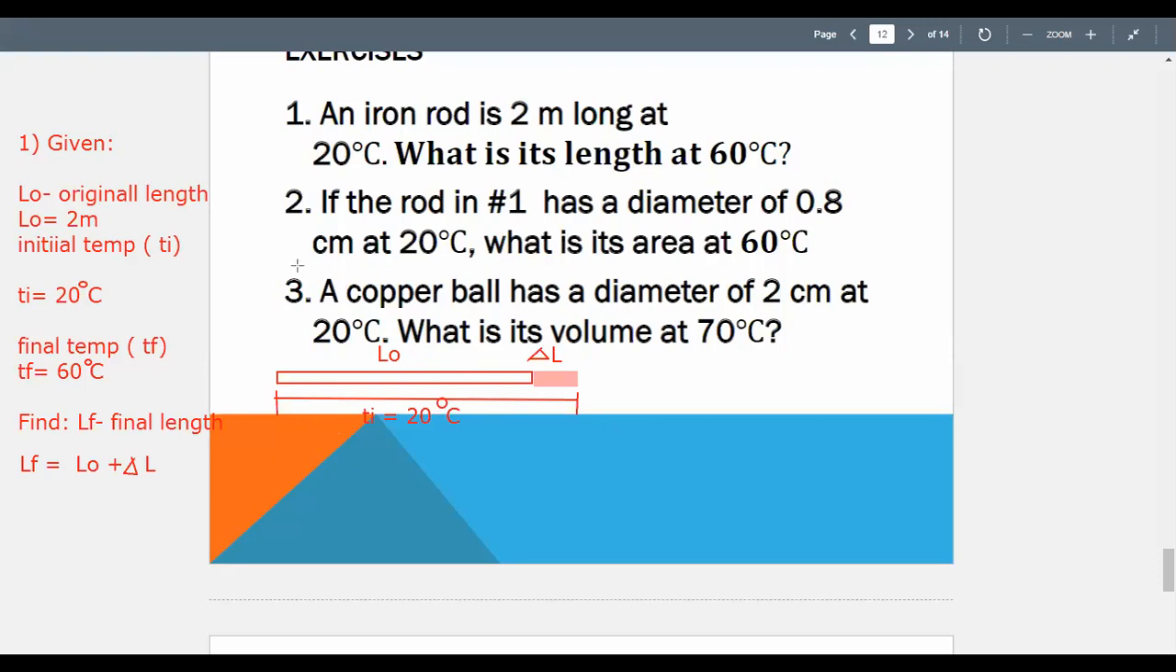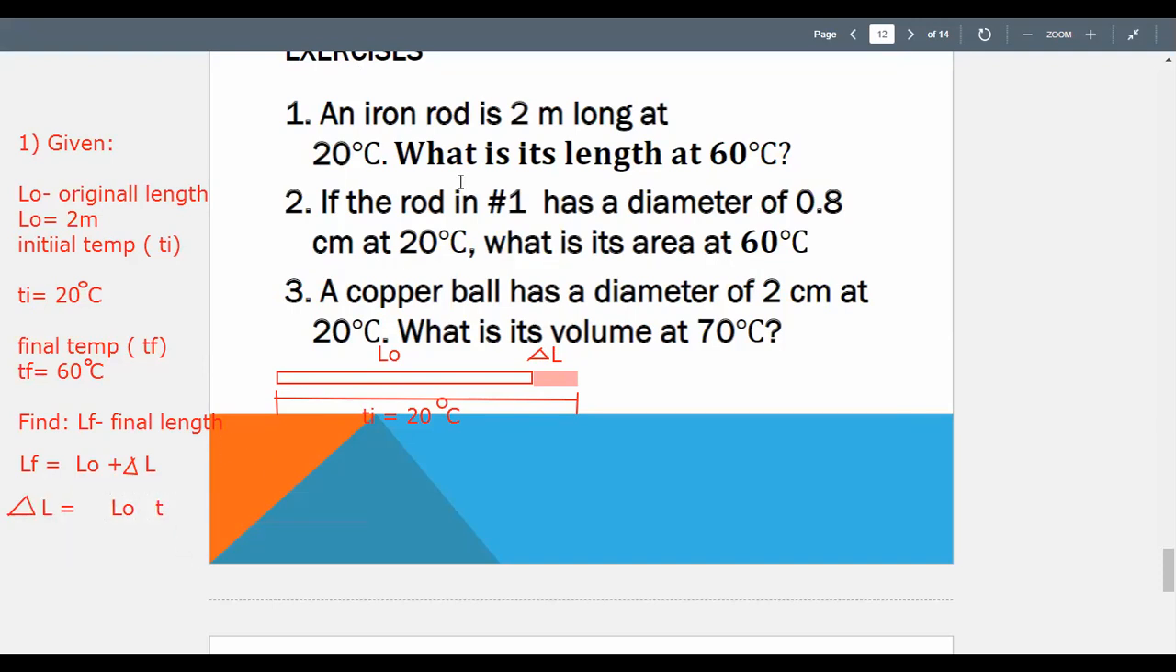But question, how do we get the change in length? Paano ginakuha ang change in length? Paano na siya gina-determine? Now, according to our equation for change of length, ang delta L natin is equivalent to a symbol called alpha, L0, and we have delta T.